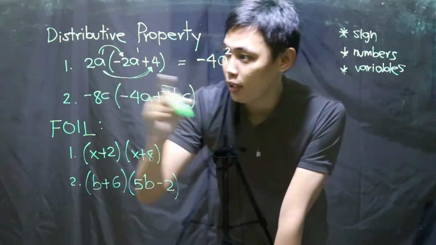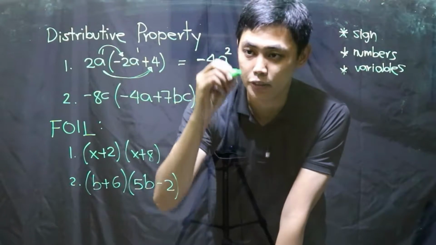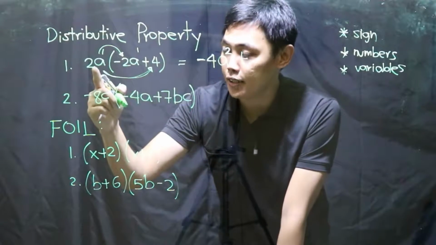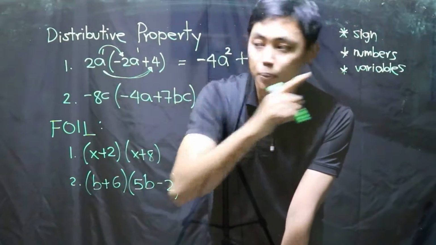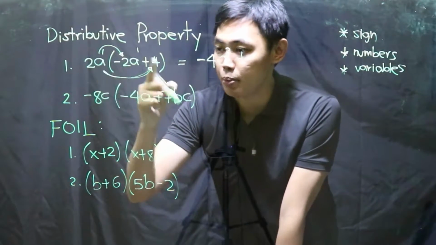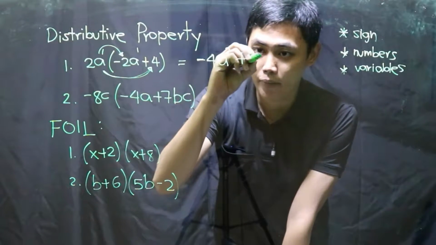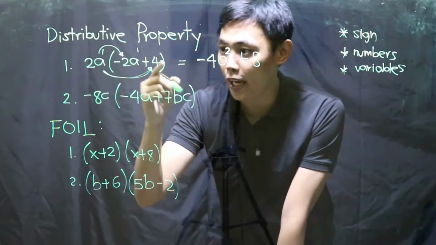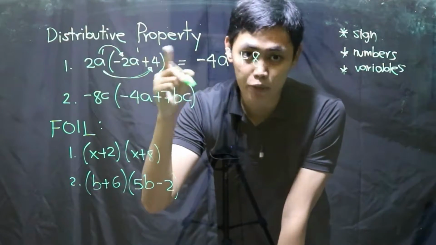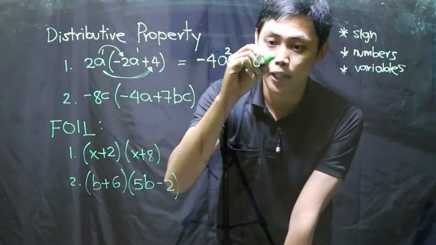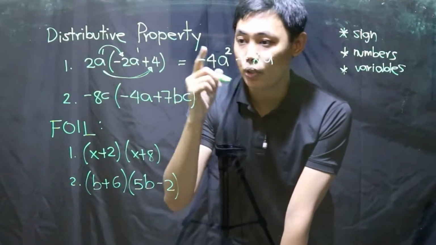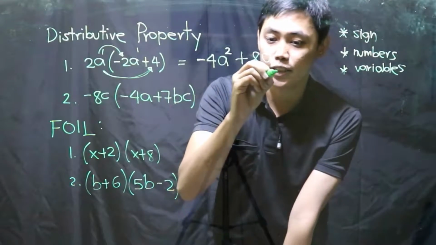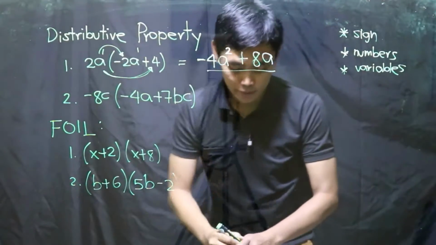How about the next one? What is the sign? Positive and positive. Correct, positive. And then next we will multiply the numbers. 2 times 4, that would be 8. And then a, and we don't have any variables inside, so we will just simply write a. So our answer is negative 4a squared plus 8a. So this is our answer.